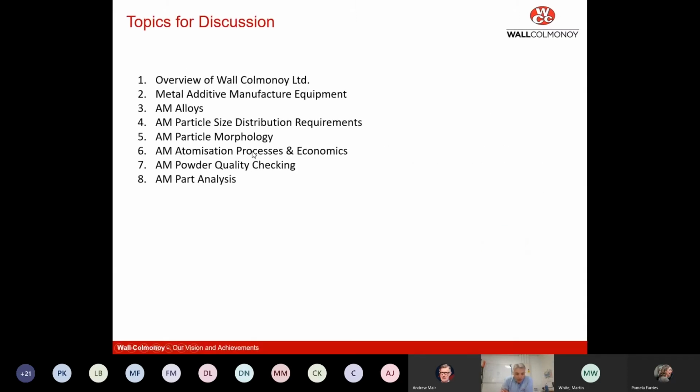So just an overview of what I'll be talking through today, give you an idea of who we are, what equipment we're focused on delivering powders for, and some of the practical aspects in terms of what alloys are out there, what PSD requirements, that's particle size distribution, are required for certain technologies, some ideas in terms of what the particle shape can be, and how we manage to manufacture those through our processes, and some of the restrictions that are in place which drive the economics, and ultimately, following on from Martin's talk, how we have a look at the quality of the powders.